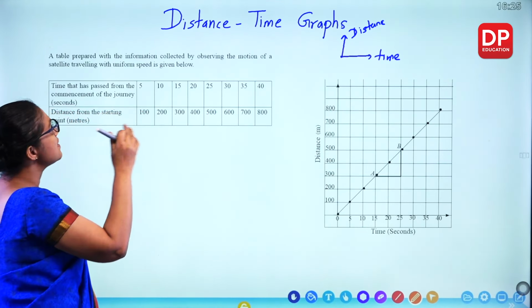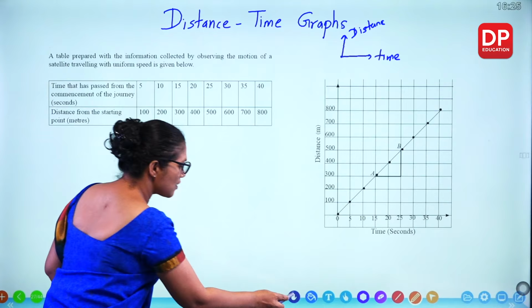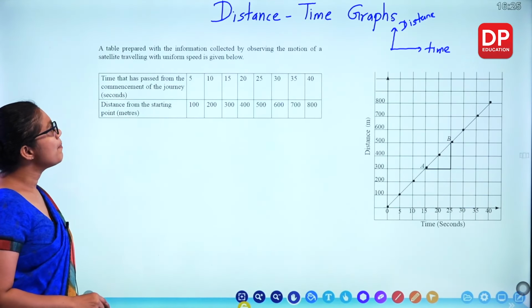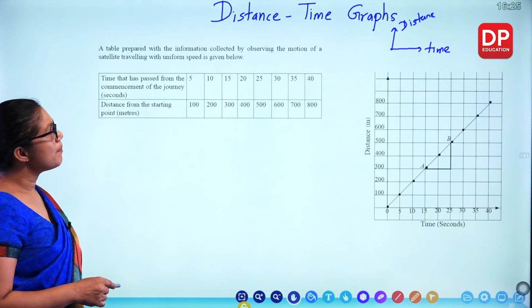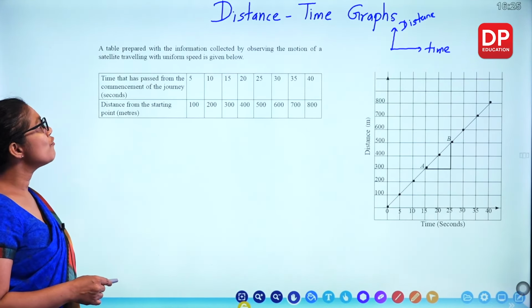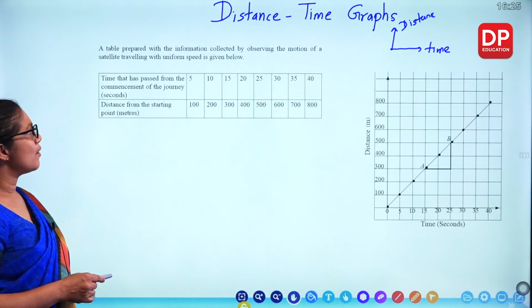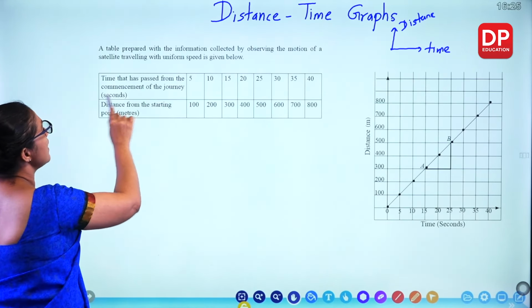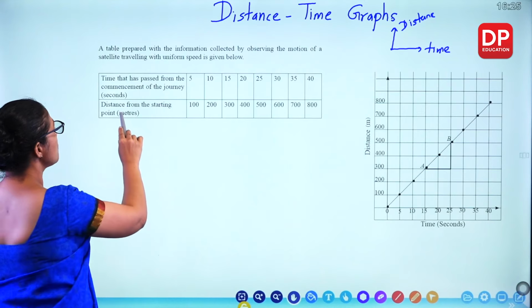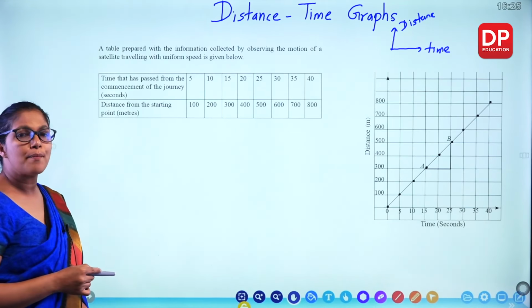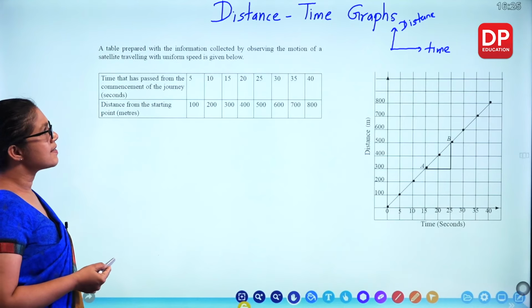Now we'll look at this example in your textbook. One example is given. A table prepared with the information collected by observing the motion of a satellite traveling with uniform speed is given below. So time is 5, 10 like that in seconds. This one is distance in meters. So how can we represent this in a distance time graph?